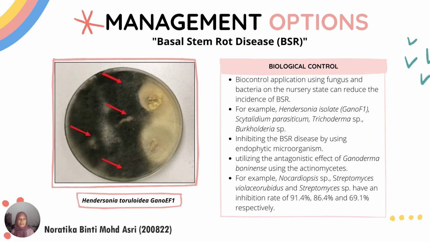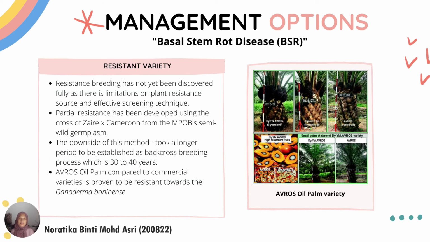For example, we have the Hendersonia thoroidea GanoEF1, inhibiting the BSR disease by using endophytic microorganisms. Also utilizing the antagonistic effect against Ganoderma boninense using the actinomycetes. For example, we have Nocardiopsis species and Streptomyces. So this is the inhibition rate. Lastly, we have the resistant variety.